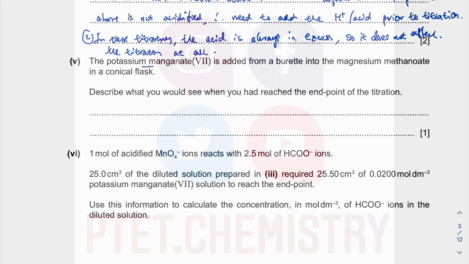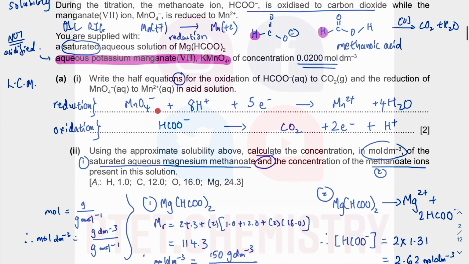So the potassium manganate 7 is added from a burette into the magnesium methanoate conical flask. This is your titration. So this is from the burette, so your purple is in the burette. So what would you see at the end point? Alright, what will you see at the end point? So you gotta bear in mind, this is your purple in the burette. You have magnesium methanoate in the flask. So the moment you drop the purple KMnO4 into here, the KMnO4 would have oxidized the methanoate, and the KMnO4 would have gone to this Mn2+, which is colorless or pale pink, very, very pale pink. That's why it looks colorless.